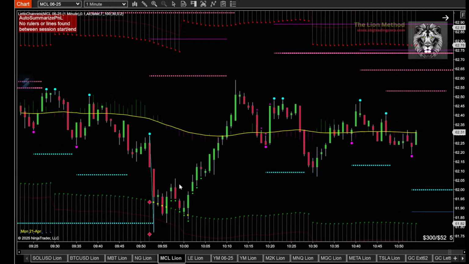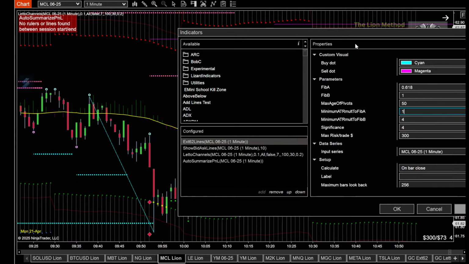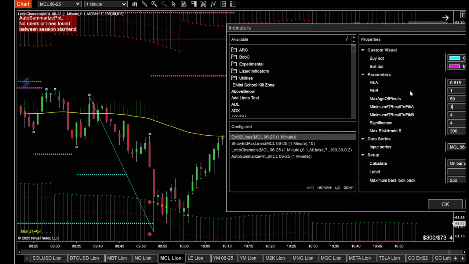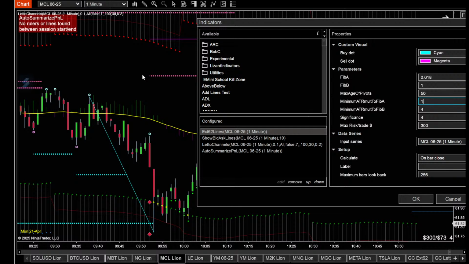Let me show you that quickly, the volatility filter in extension 62. And it is right here, minimum ATR to Fib A, Fibonacci level A. That's what we're dealing with here, is Fibonacci level A, which is this first level that is calculated by extension 62. So the minimum ATR to Fib A is 1.